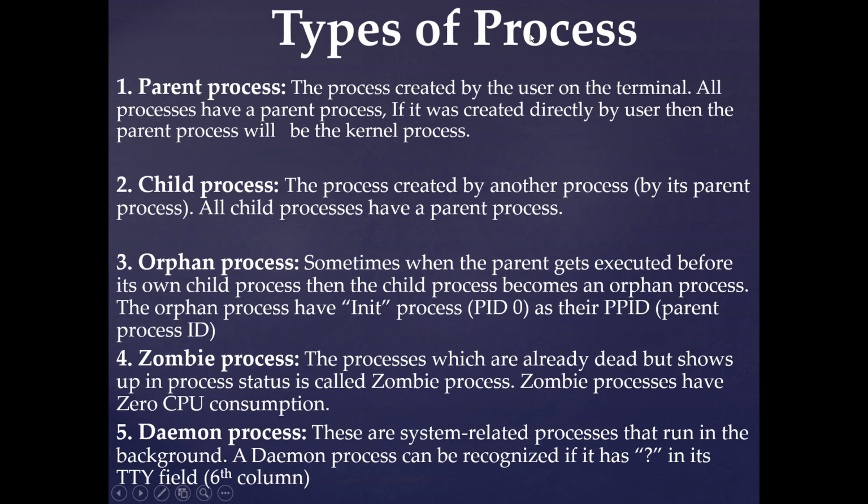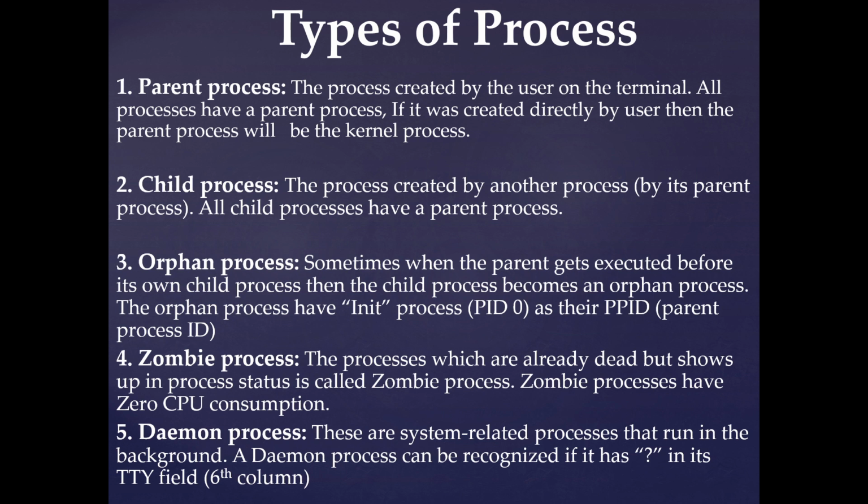I am going to discuss the types of process. Parent process: the process created by the user on the terminal. All the processes have a parent process. If it was created directly by the user, then the parent process will be the kernel process. And second is the child process, the process created by another process. All the child processes have their parent process. And third is the orphan process.